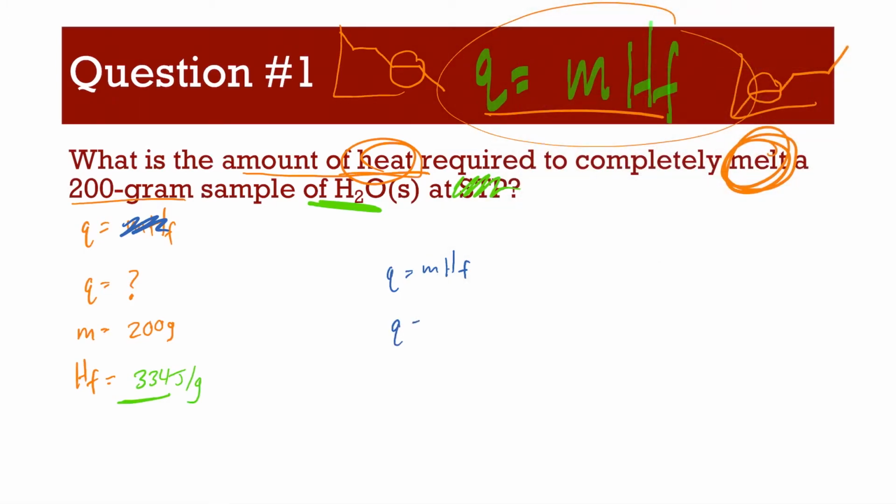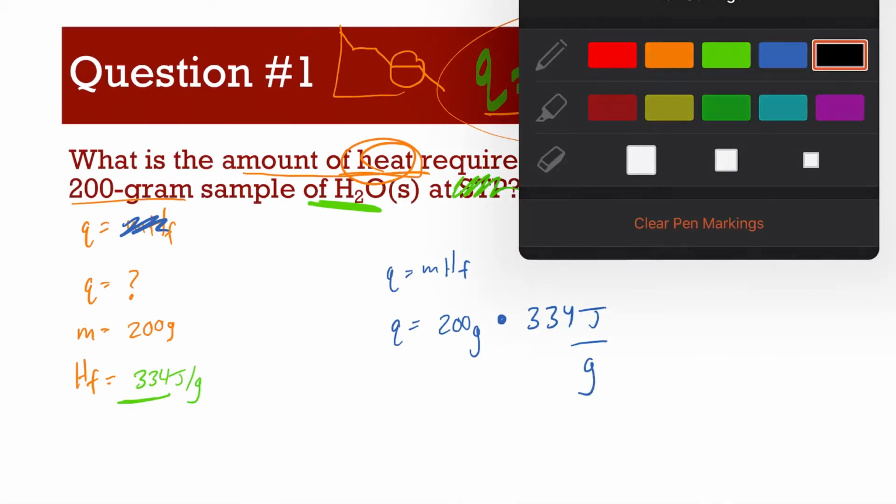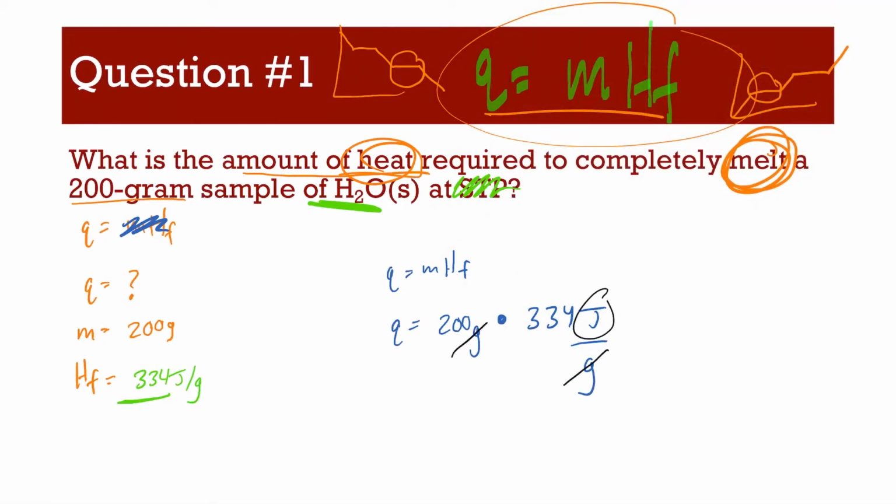Let's try it again. Q equals 200 grams times 334 joules per gram. And so our grams cancel out, we're left with joules. So that's how you know what unit we're going to be in. So Q equals 200 times 334, which is 66,800. And our unit is going to be J.